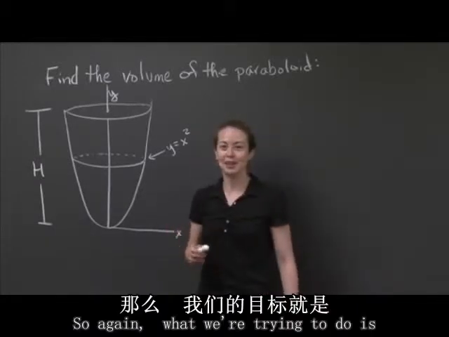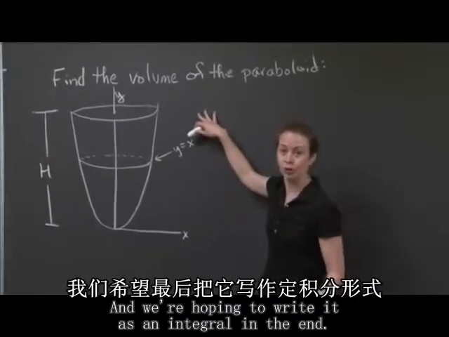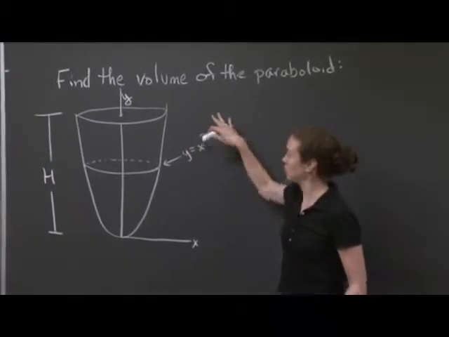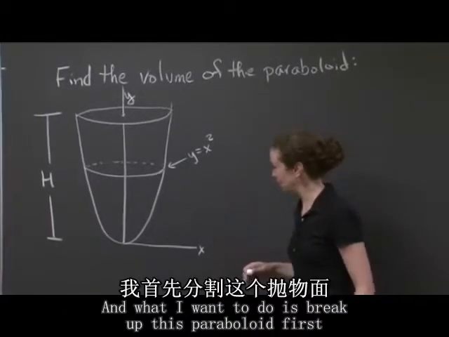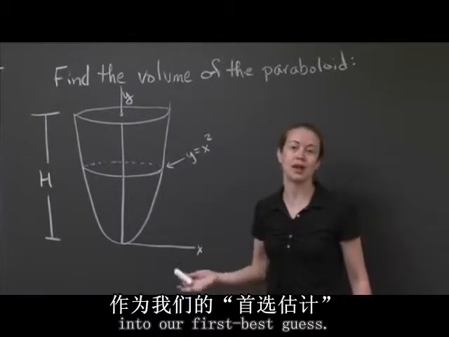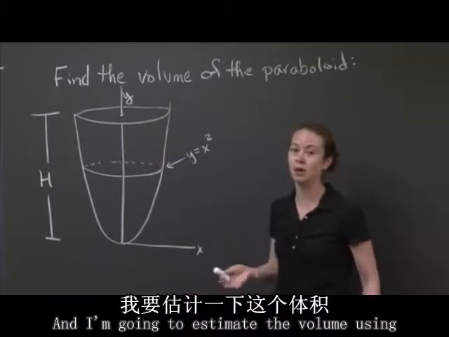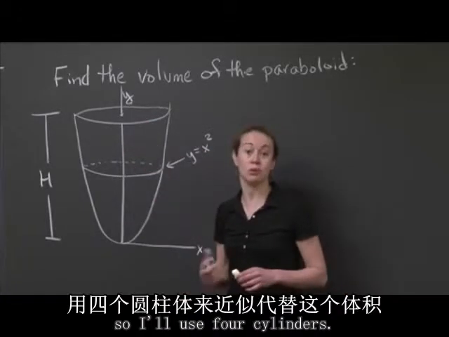OK, welcome back. So again, what we're trying to do is find the volume of this paraboloid, and we're hoping to write it as an integral in the end. So I'm going to give us a little understanding of how we start the process. And what I want to do is break up this paraboloid first into our first best guess. And I'm going to estimate the volume by breaking it up into 4 pieces, so I'll use 4 cylinders.